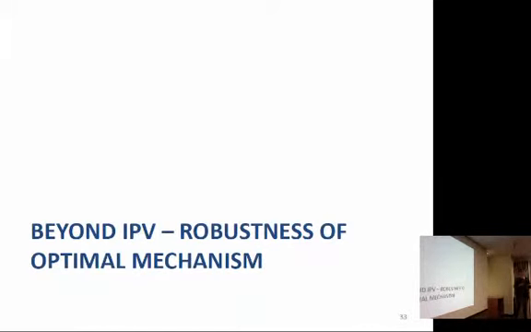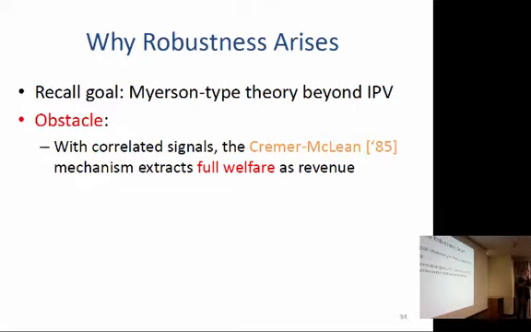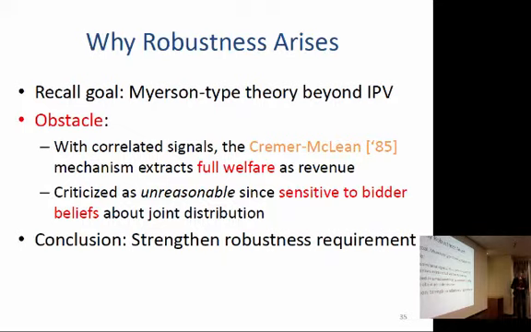And now I want to go beyond IPV. Here we start discussing the issue of robustness, and I want to show why robustness even arises. So our goal is to take the Myerson theory beyond IPV. And here's an obstacle. If you have even a tiny degree of correlation among the signals, then the Cremer-McLean mechanism knows how to extract full welfare as revenue. And this has been criticized as unreasonable because of its high sensitivity to bidders' beliefs about the signal distribution.